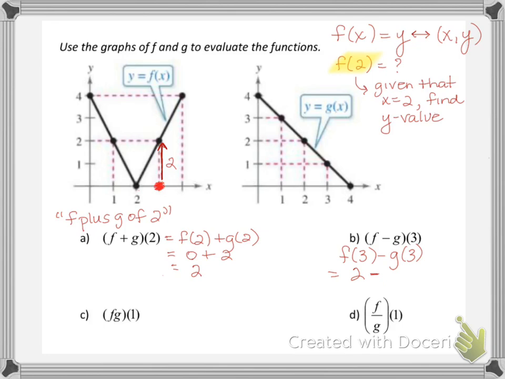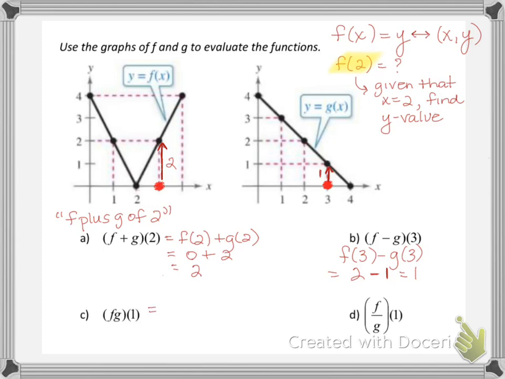Let's do g of 3. Go to 3 on the x-axis. I am not touching the graph. What do I need to do? I need to go up 1 unit. So f of 3 minus g of 3 is 2 minus 1, which is 1.